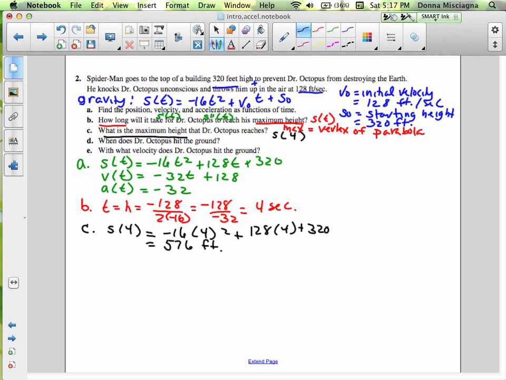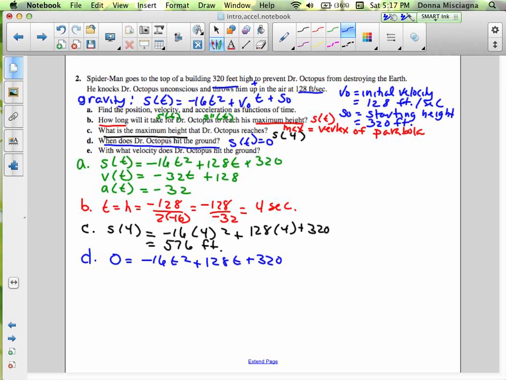When does Dr. Octopus hit the ground? Now, this so far has basically been algebra problems, except for the velocity. There's our calculus. But here we're just looking at the position function one more time. When he hits the ground, remember the ground is going to be 0. So we want to know when s of t equals 0. So we're just going to set our position function equal to 0. So 0 equals negative 16t squared plus 128t plus 320.